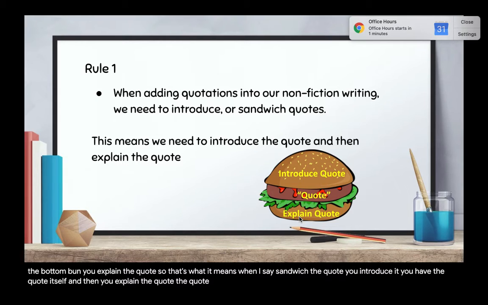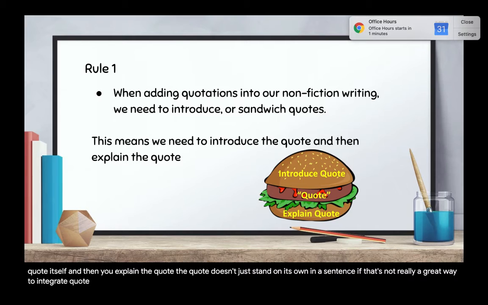The quote doesn't just stand on its own in a sentence. That's not really a great way to integrate quotes. We need to have them be part of our writing, and that means introducing them and explaining them.